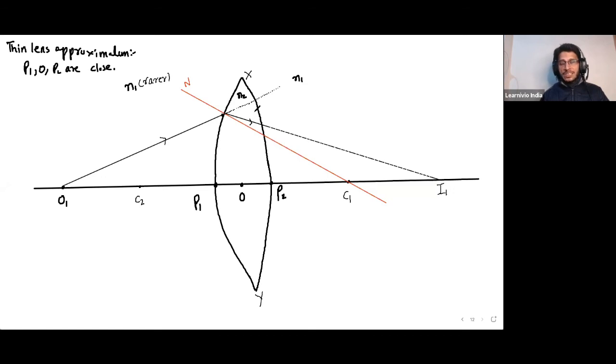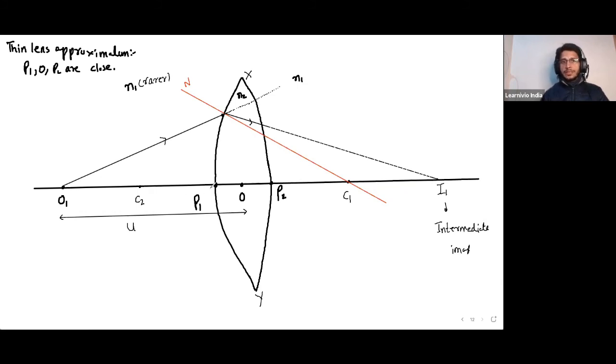But now again, when the ray is moving from lens to the surrounding, there should be one more refraction. If I don't consider that second refraction, the ray will go straight and it should have met here. I call this I1 my intermediate image. So for the first surface XP1Y, this is your object, and this is your object distance u for the first surface.